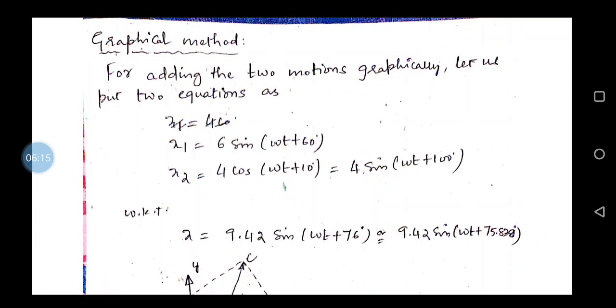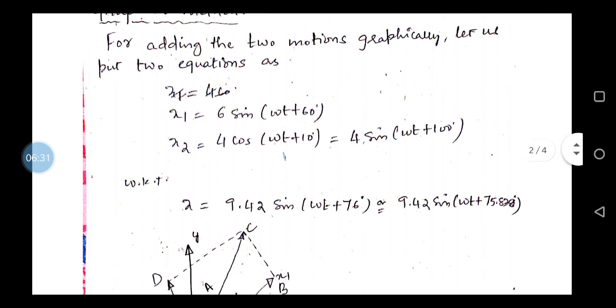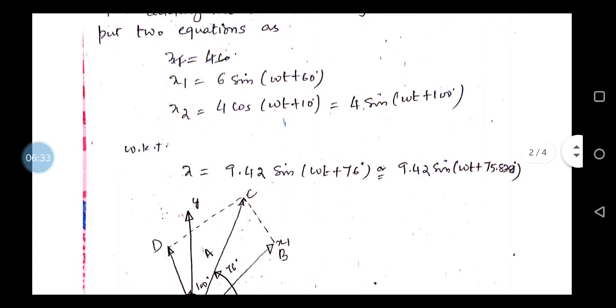Now we need to check the values whatever we have obtained by the graphical method. We need to prove that whatever results we have got, it is true. For adding the two motions graphically, let us put two equations as x1 is equal to 6 sine of omega t plus 60 degrees and x2 is given as 4 cos of omega t plus 10 degrees.